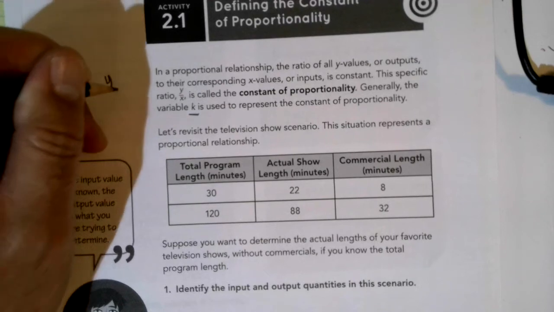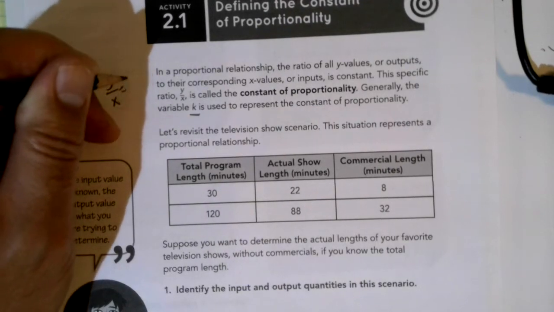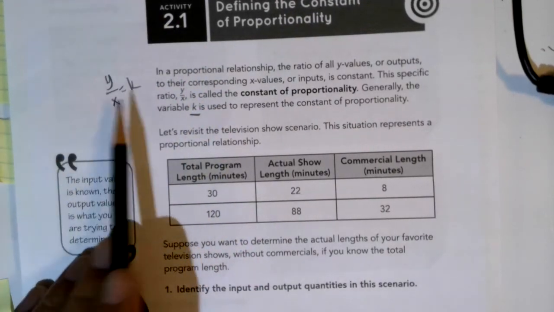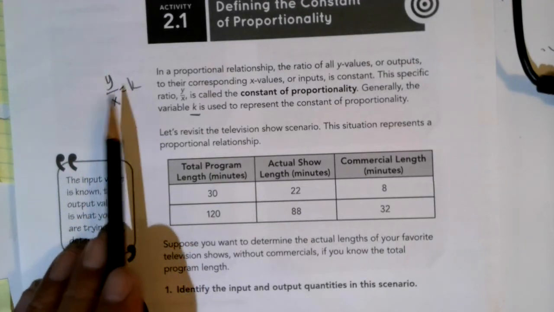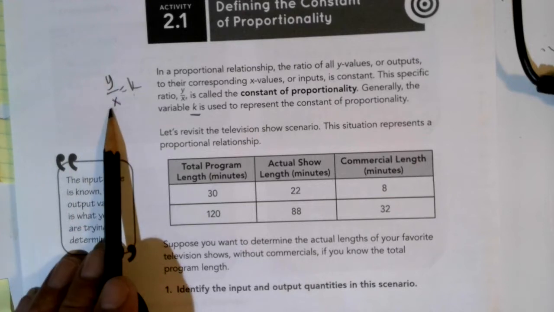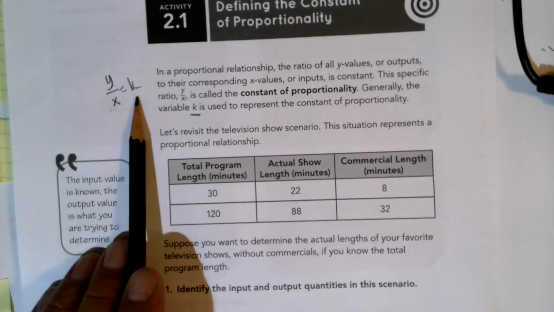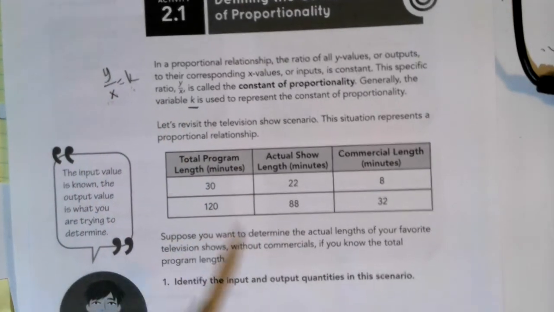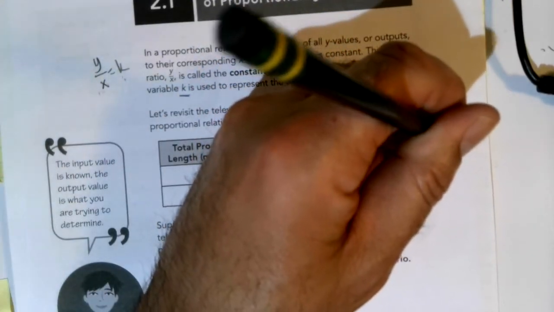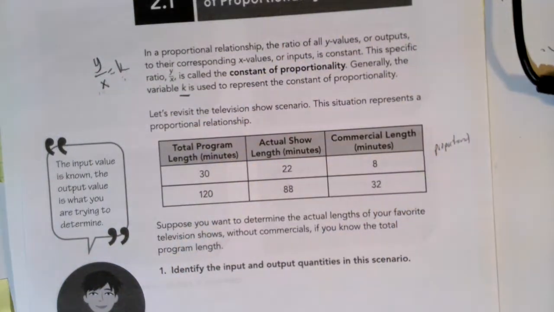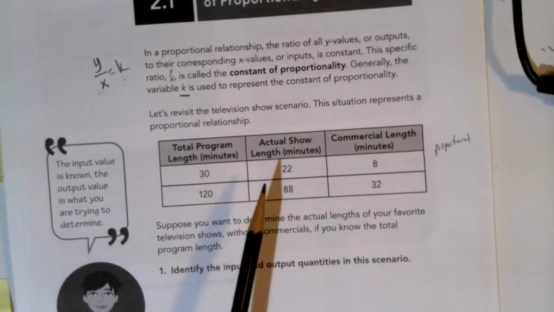So if y over x equals k for all points, then you have a proportional ratio. If every y over x creates the same constant k, you have a proportional relationship. We already figured out that this is proportional, right? And we did that by doing y over x, okay?